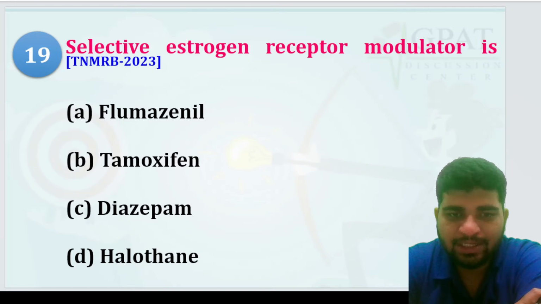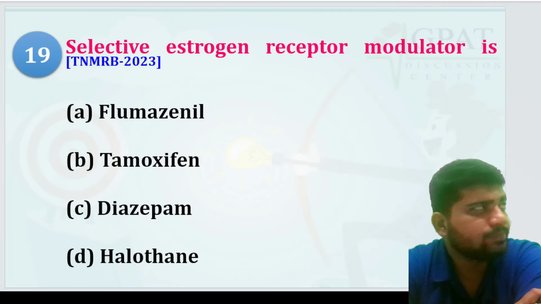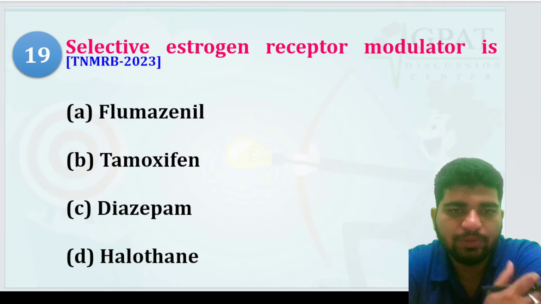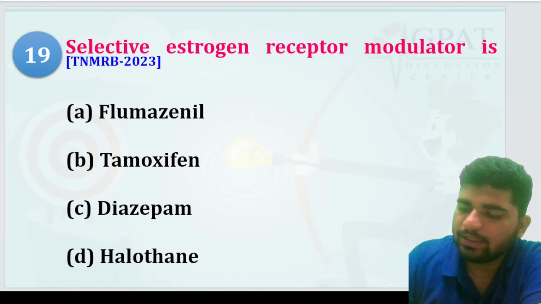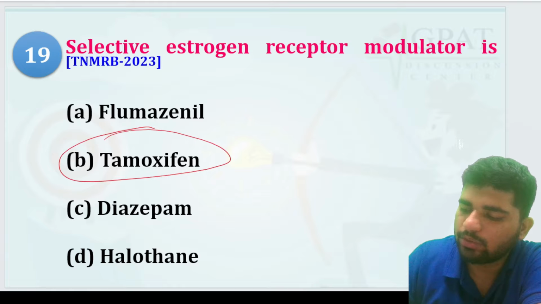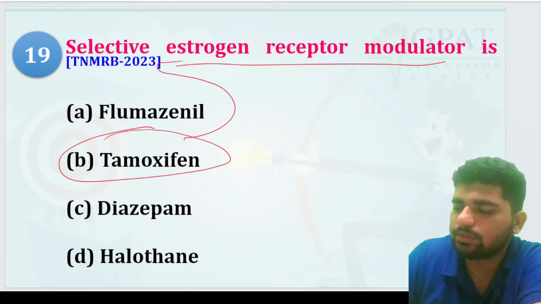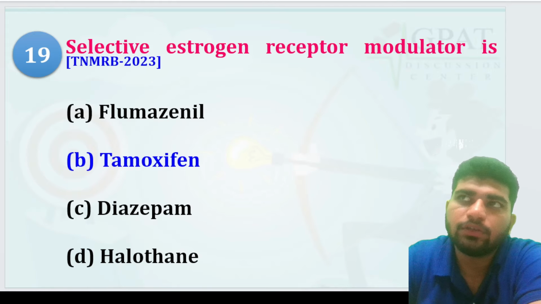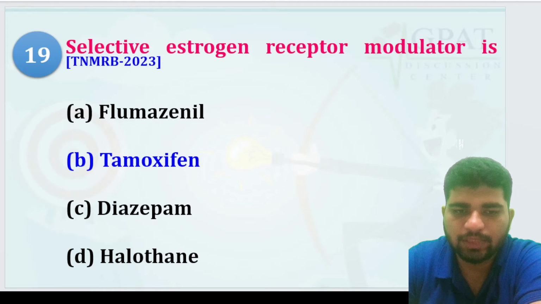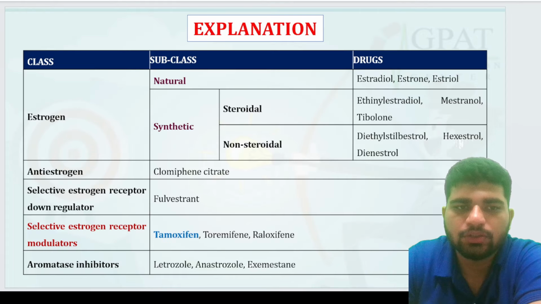Selective estrogen receptor modulator is flumazenil, tamoxifen, diazepam, or halothane. Tamoxifen is a selective estrogen receptor modulator. Flumazenil is a competitive inhibitor of benzodiazepines. Halothane is a general anesthetic.